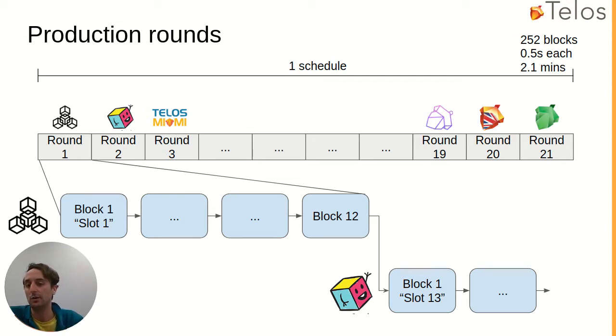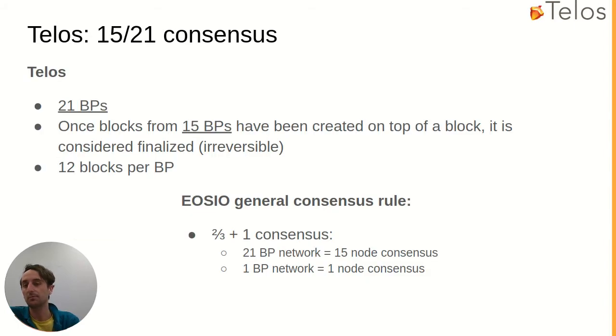At the end of each round, the block producer hands over to the next round owner, so the next block producer who creates the next 12 blocks. And this creates a schedule of 12 times 21 blocks, 252 blocks. And that creates a complete schedule of 2.1 minutes.